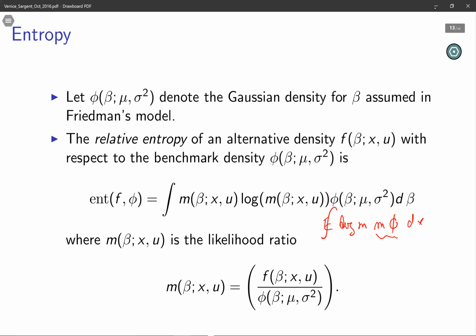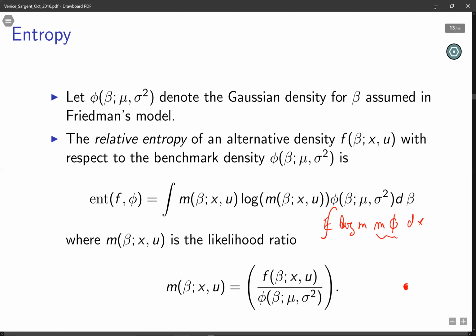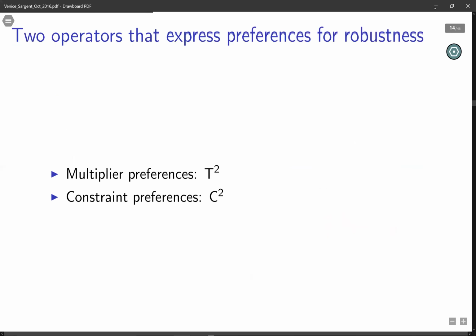And our philosophy is we're going to put in a little bit of robustness. We're going to have a parameter that controls how close one density is to another. If you think of this as a density, we're going to put an entropy ball around it, a whole set of densities. And we want to know how our decision rule behaves, not just at one density, but over the entire set of densities. And we're going to get a bound on that.